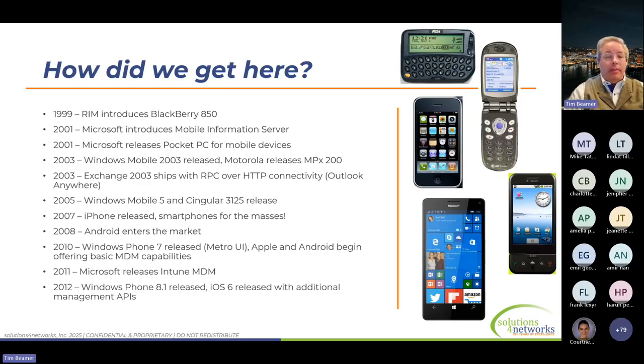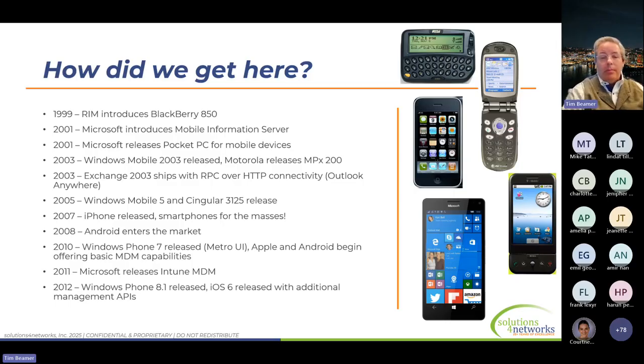Windows Mobile 5 came out in 2005, and Cingular released a device called the 3125. I actually had one of those. Again, pretty good device, did what it needed to. Limitations in terms of how much we could actually control.